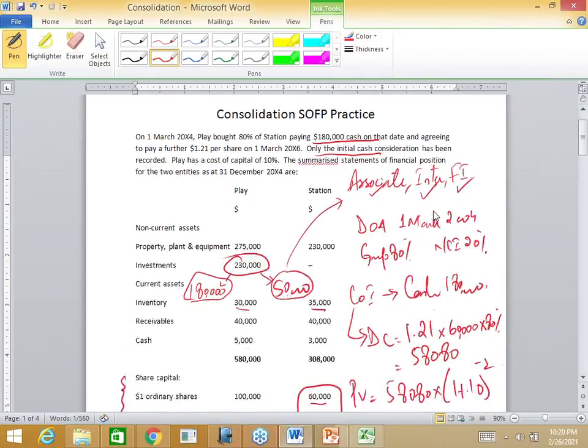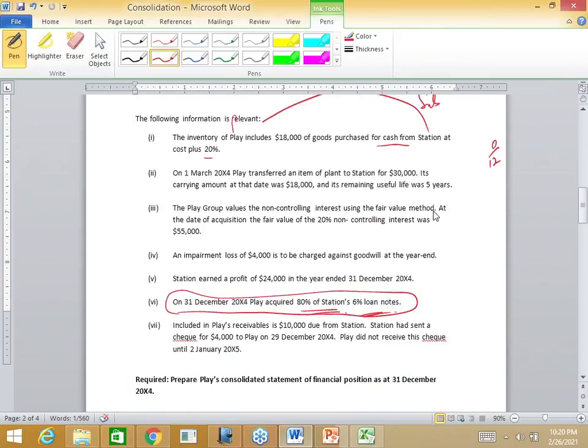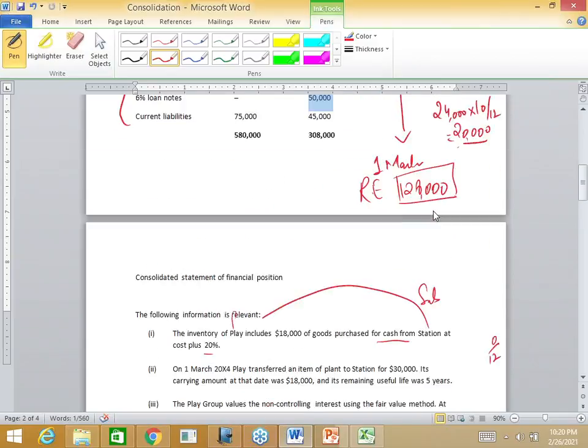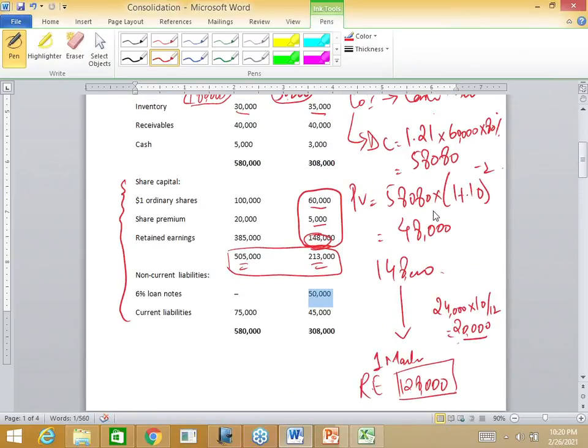All of you are required to complete this question. We have covered the asset side. Now we are working towards equity and the liability side. So please start working on it.